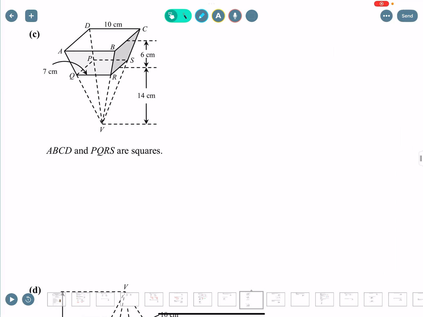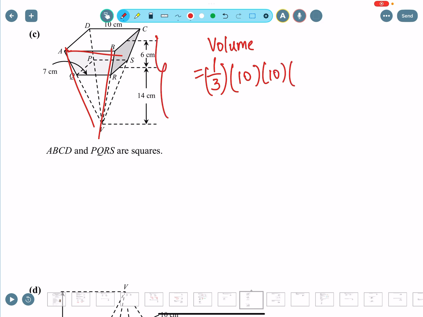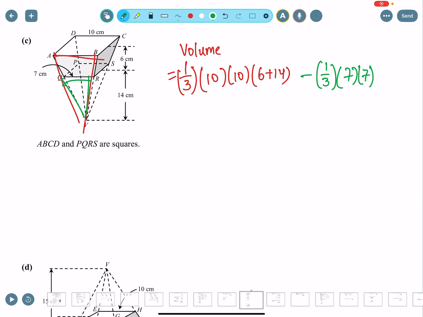Okay, let's do this. C. So this time it's an upside down pyramid. Same thing. We need to find the largest pyramid volume. This one over here. 1/3 because it's a pyramid. The base is a square again. So this one here is length of 10 times width 10 times the height. The height is a combination of 6 and 14. So you can write 6 plus 14 here. Minus the smaller pyramid over here, 1/3 times 7 times 7. The height is 14. Put all of them in your calculator.